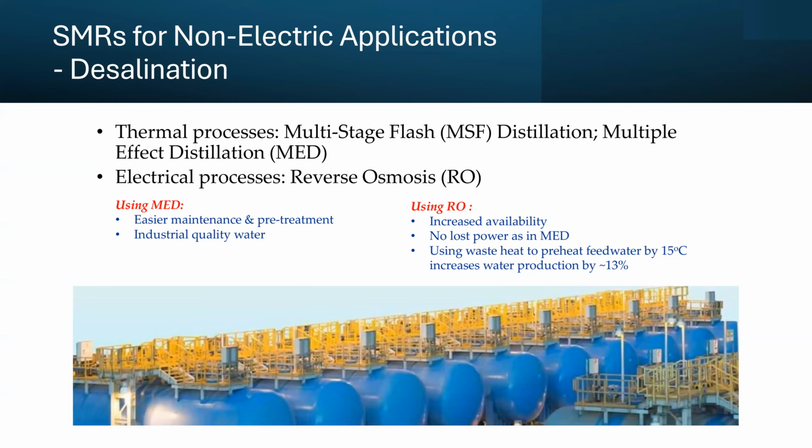The thermal energy from the small modular reactors can be directly used for multi-stage flash and multiple effect distillation, while the electricity can be used for reverse osmosis. In the case of MED, it has easier maintenance and pre-treatment, and it produces high industrial quality water. For reverse osmosis, it's more efficient, with increased availability and low loss of power. It's more efficient, basically.